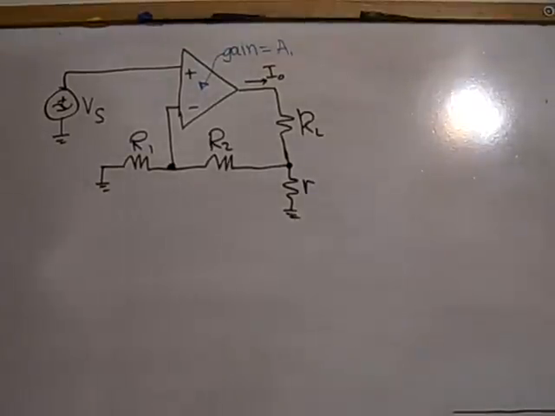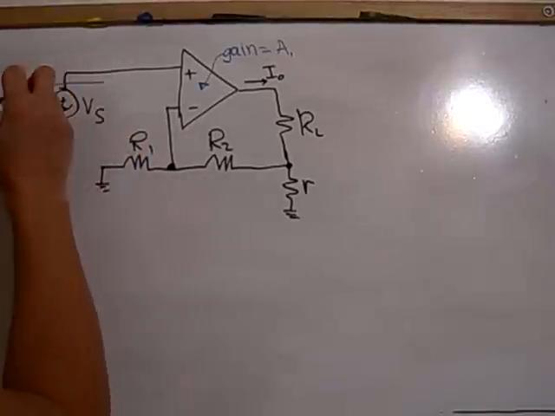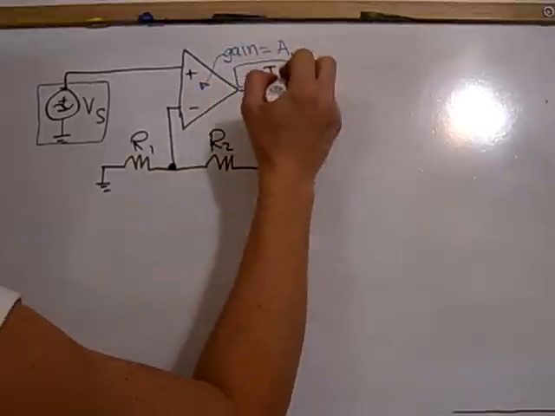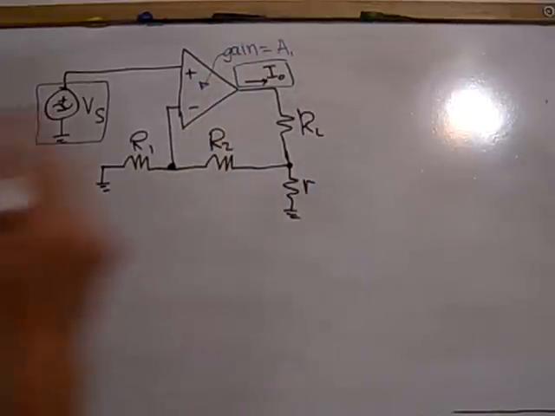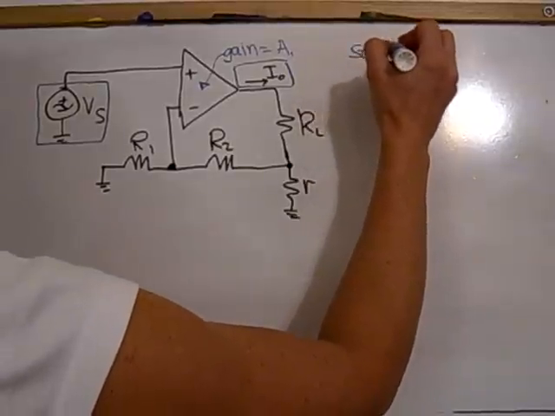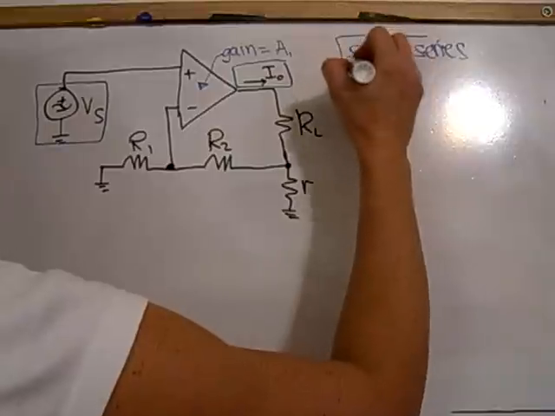Here's another example of a feedback circuit. In this one, the input is Vs and the output wanted is I naught. So this one is a series type network. So series.